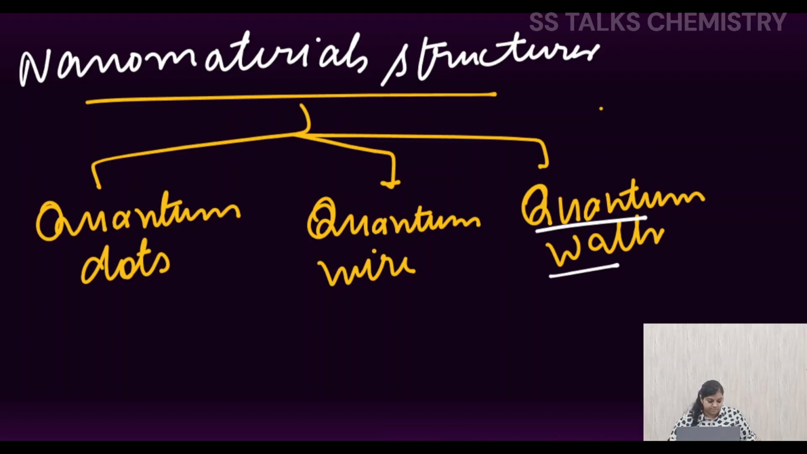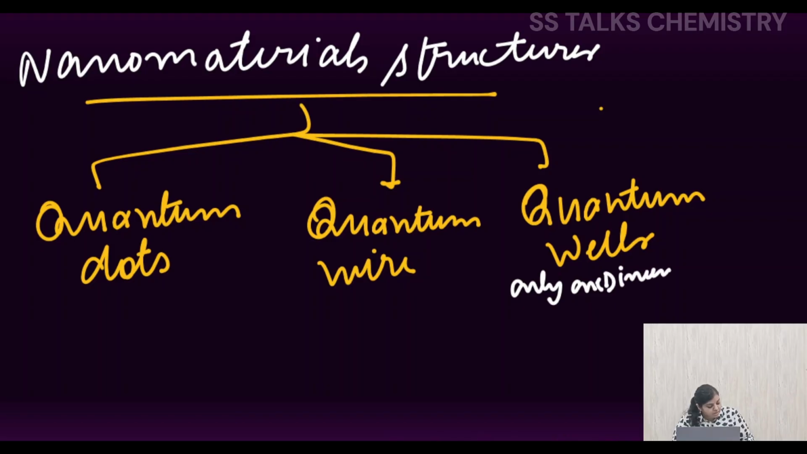Just a second. This is basically the quantum wells, not the quantum walls. It is wells. So in the quantum wells, only one dimension is in the nanoscale range, and the rest two are the normal ones.